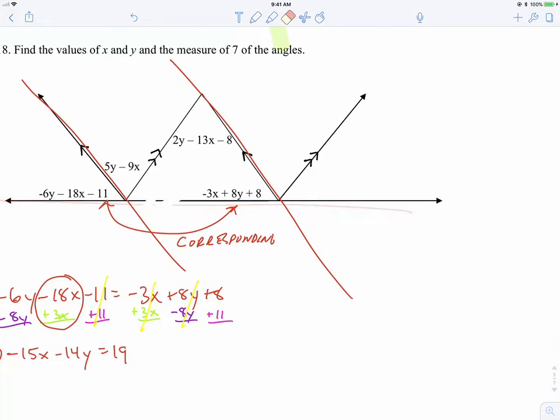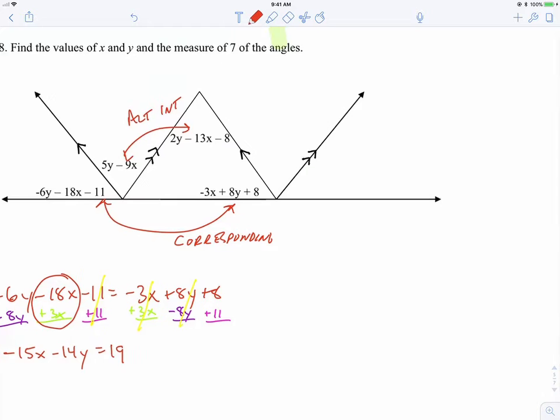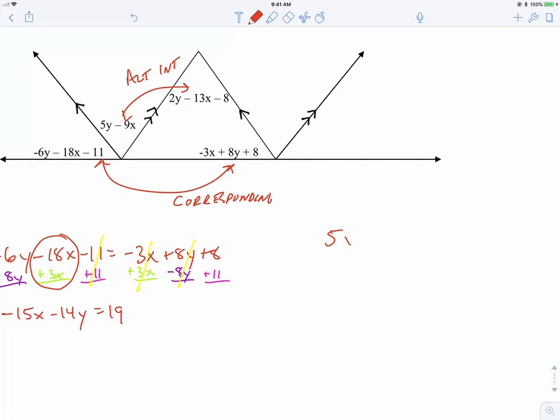Now, if we look at parallel lines cut by transversal this way, these two angles are alternate interior angles. So they're going to be congruent. So I'm going to say that 5y minus 9x equals 2y minus 13x minus 8.